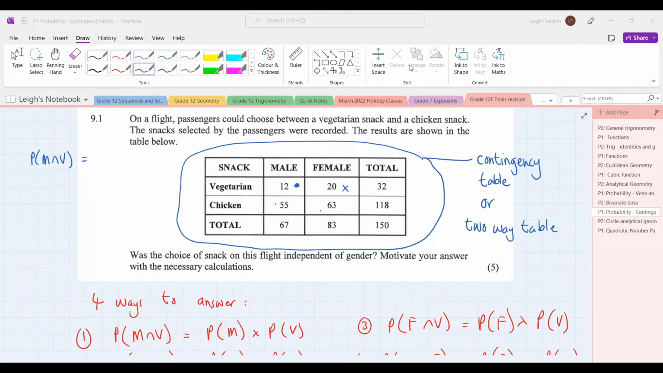Okay, and remember what we're trying to work out is whether the choice of snack is independent of gender. So we can't just look at the vegetarians and we can't just look at the chicken. We've got to look at everybody. So in fact, what we should have here is 12 out of 150. Okay, does that make sense to everyone?